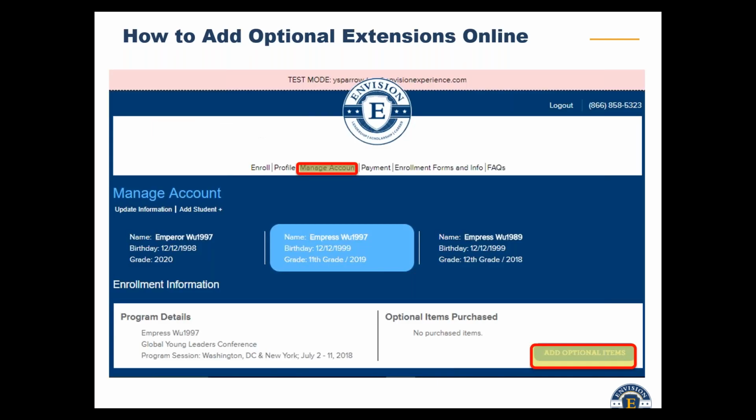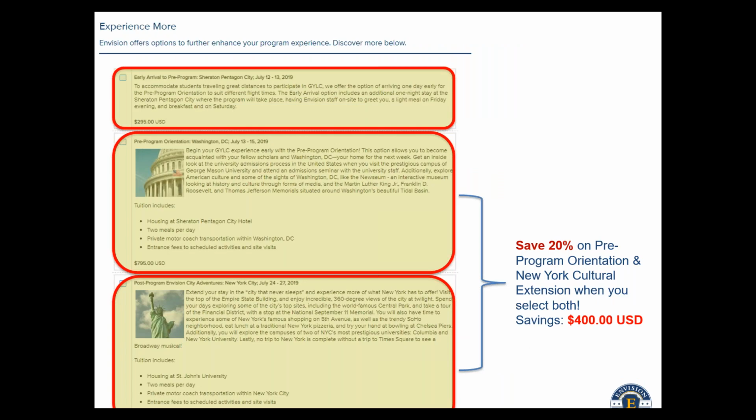So how to add this: everything is managed through our portal. If you log in, this is my test account, so don't worry about the actual names and stuff. You go to Manage Account on top, and you'll come to the screen where you'll see the program that you have registered for. There's a little button that says Add Optional Items. If you click on that, it'll open up the options that you haven't added on. At this time, I'm just showing you the three pre and post orientation extensions.